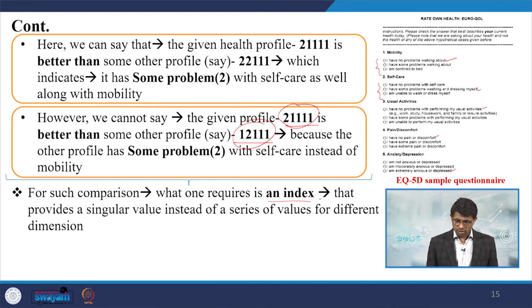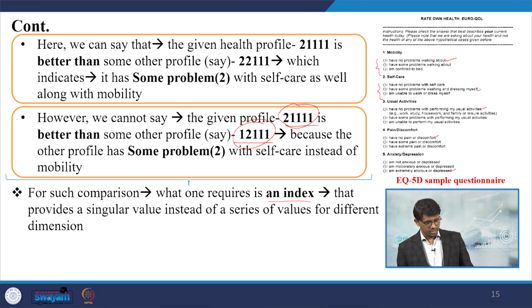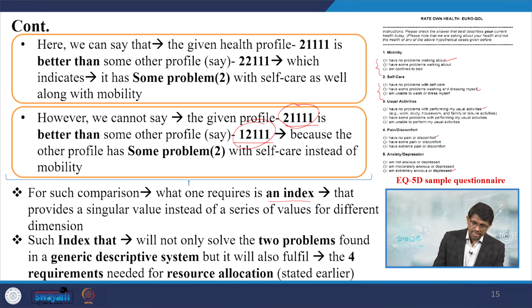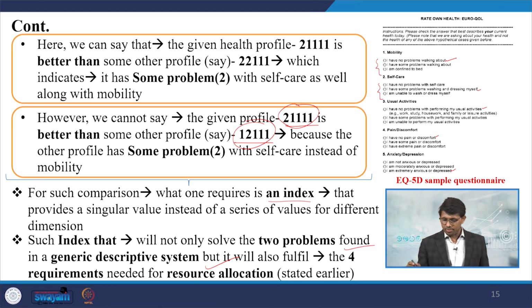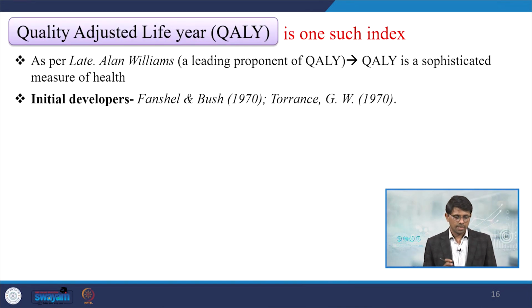To overcome this problem, the index will provide a single value instead of a series of indicative information across the dimensions. Such an index will not only solve the two problems found in a generic descriptive system, but will also fulfill 4 requirements needed for resource allocation, which we already mentioned. So, the sample of that EQ5D is presented here. You can also go through the website which was suggested for reference, otherwise you can just search in Google, you will find these details.